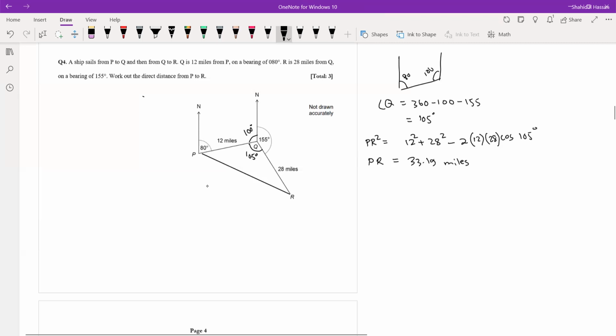Okay. All right. Let me also open the mark scheme so that I can check if there is any mistake. Give me a minute.